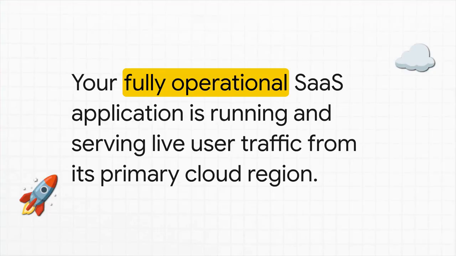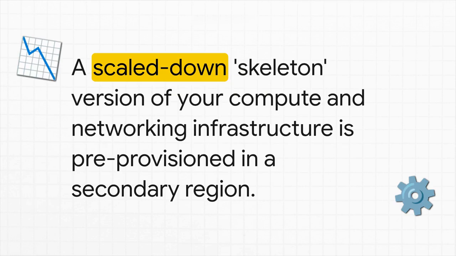In our primary region, let's call it us-central1, we've got our whole application stack running. We have our load balancers, our auto-scaling groups of VMs for the app, and of course our main database. Everything is running perfectly, serving live users. Standard stuff. Now, let's hop over to our standby region, say us-east1.